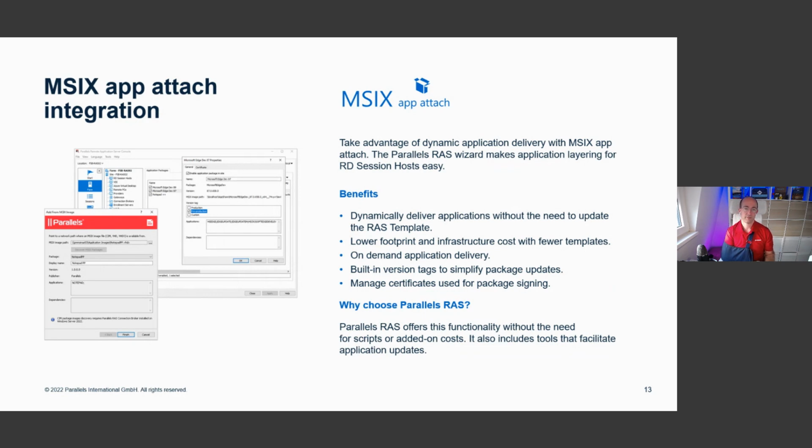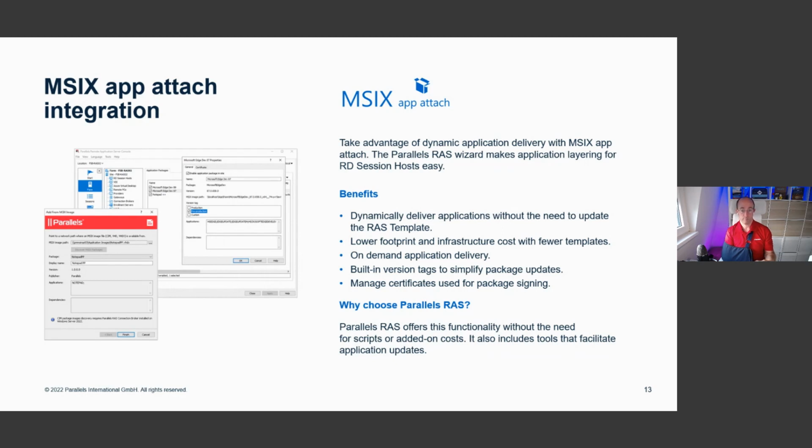So a couple of benefits now, of course, we're delivering applications in a much more dynamic way, as we saw in the demo, without needing to update the RAS template, as it says here, but it applies to other template usage as well, of course. We're lowering the footprint of the session host server because we're extracting applications and putting them into a central share. And we have on-demand application delivery, as we saw, and even updates available.